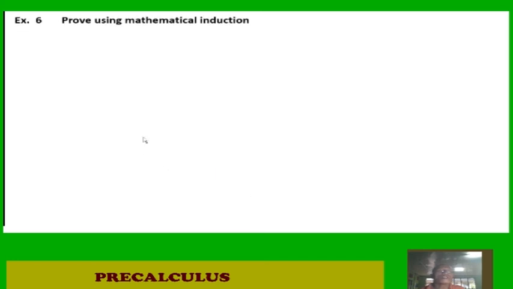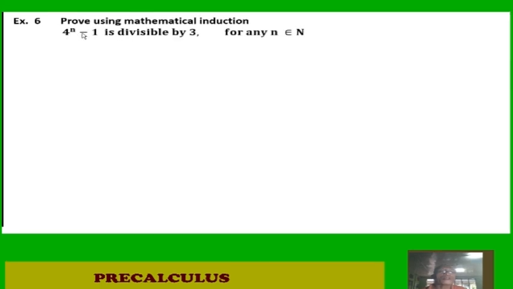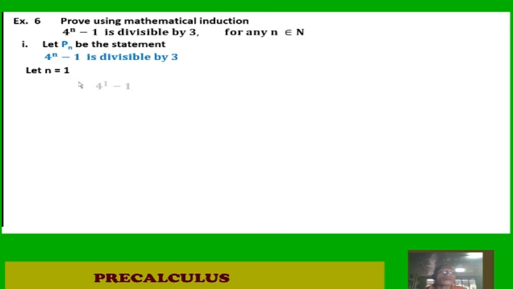Next, prove using mathematical induction: 4 to the n minus 1 is divisible by 3 for any n element of natural counting numbers. Step 1. Let P of n be the statement 4 to the n minus 1 is divisible by 3. Then, let n equal 1. So, substitute n with 1. 4 to the first power is 4, minus 1 is 3, which is divisible by 3.